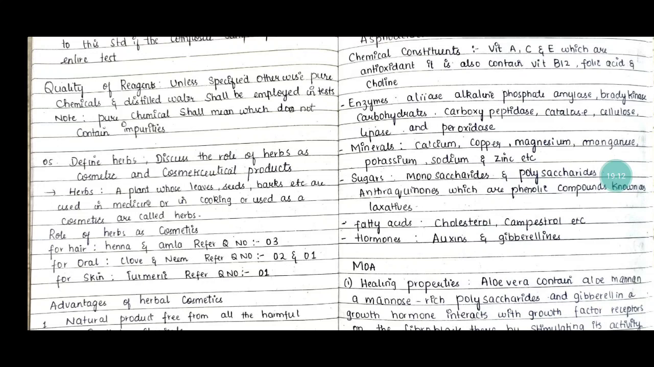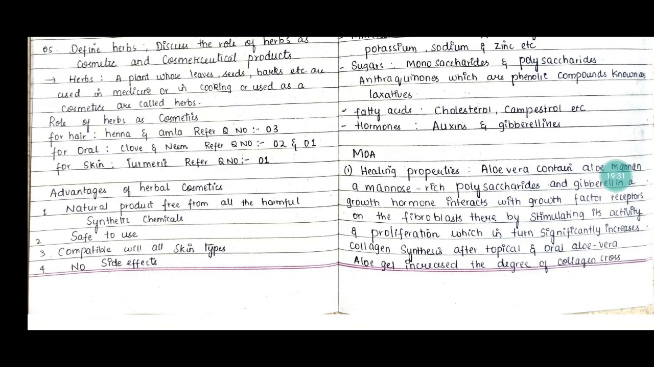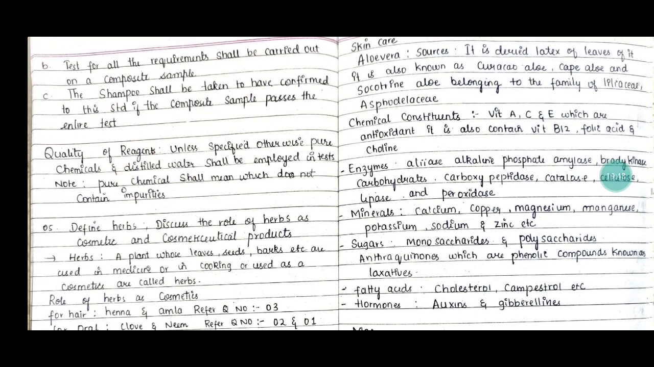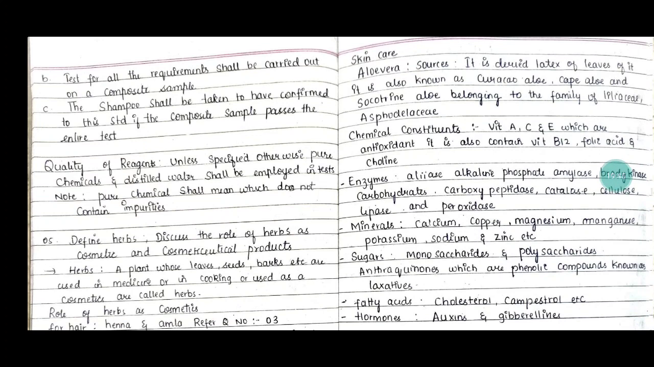Role of herbs as cosmetics: for hair, henna and amla, you have to refer to question number 3. For oral care products, clove and neem, you have to refer to question number 2 and question number 1. And for the skin, you have to refer to turmeric, which is question number 1. Advantages of herbal cosmetics: natural products free from all harmful synthetic chemicals, safe to use, compatible with all skin types, no side effects. And for skin care, that is aloe vera.